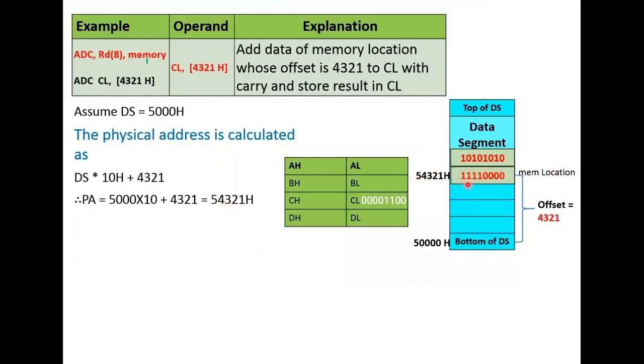Here I have 8 bit data, that is 11110000. This value I am going to add with the 8 bit content present in CL. What content I have in CL? 00001100. Okay, this value I am going to add with this along with carry also. So see here carry flag is 1 and this value taken first, 00001100, and this value also taken, that is 11110000. Then carry flag status also added. Finally I am getting this result, and this result is stored in CL. See this instruction, according to the instruction CL is the destination operand, that's why the result is stored in CL.